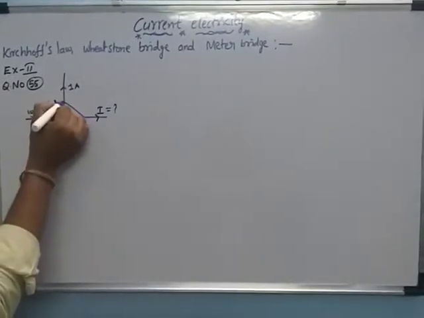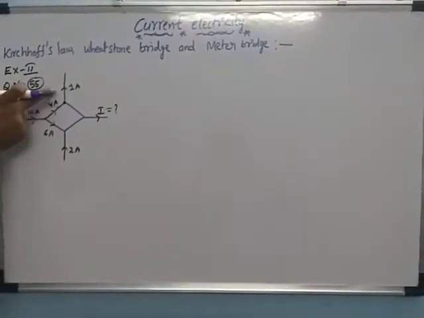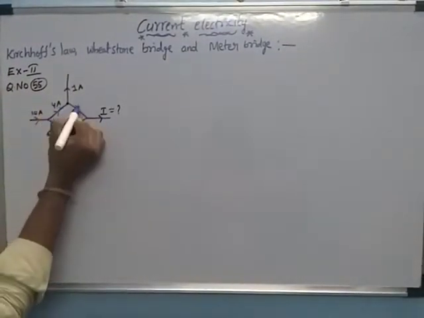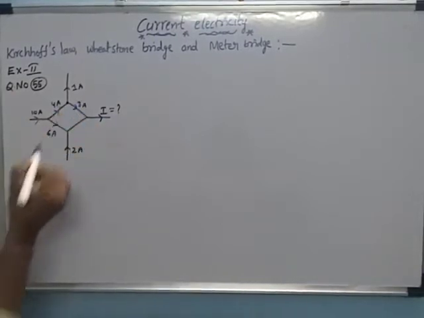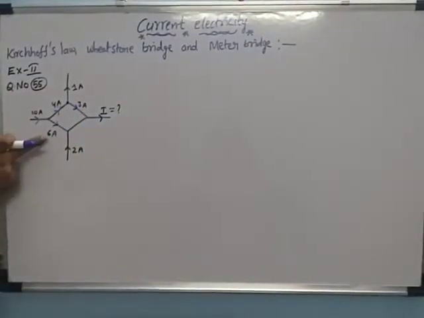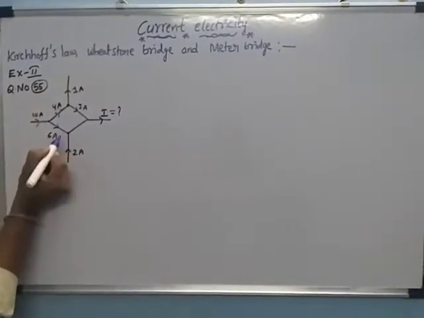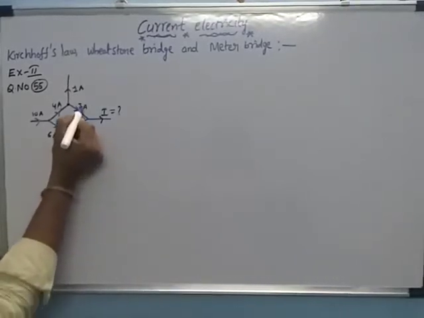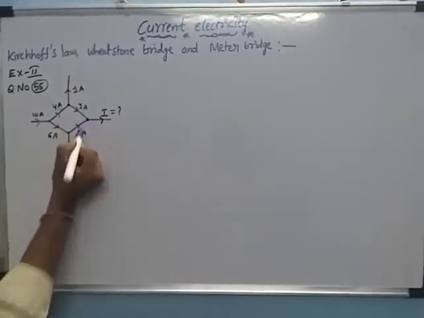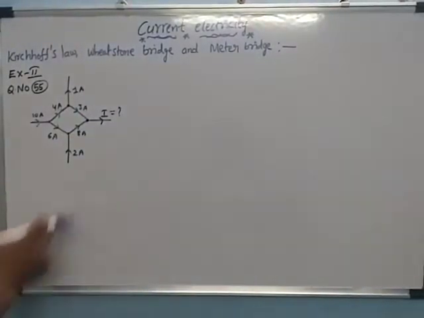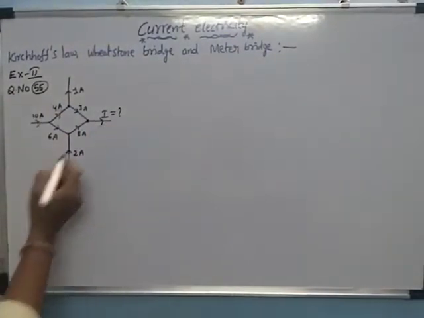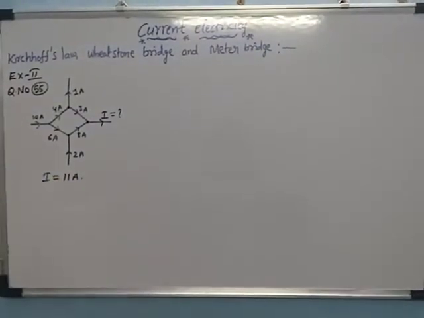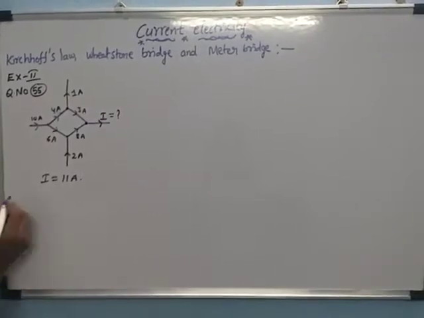This 4 ampere current is entering this side, and outgoing is 1 ampere, so the remaining 3 ampere of current is passing in this direction. Here 6 and 2 are entering this junction, so 6 plus 2 is 8 ampere. Then the 8 ampere and 3 ampere meet at this junction, so the entering current is 11. That means the current I is equal to 11 ampere. Next, see question number 56.